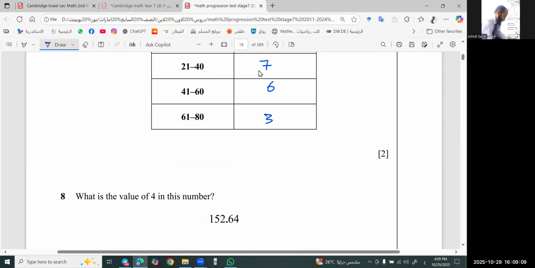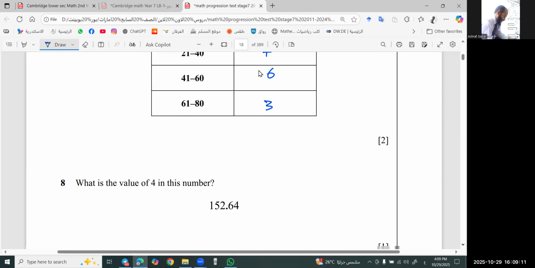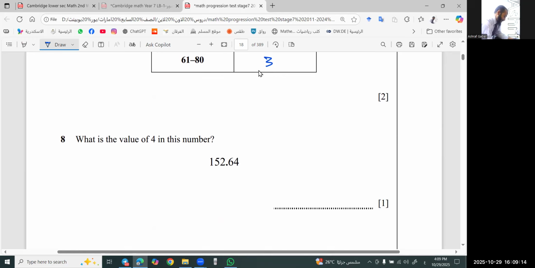It asks me what is the value of 4 in this number. Of course, this is an easy and direct exercise. Who was the last one to answer? Jaida answered the last one. Lujain, right. Good. What is the value? It tells me the value, not the place value. What is the value of 4 in this number? 4. What is the value of 4? Not 4. This is a point, this is the decimal part, and this is the whole part.